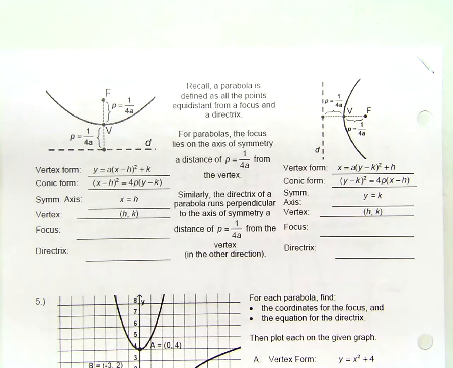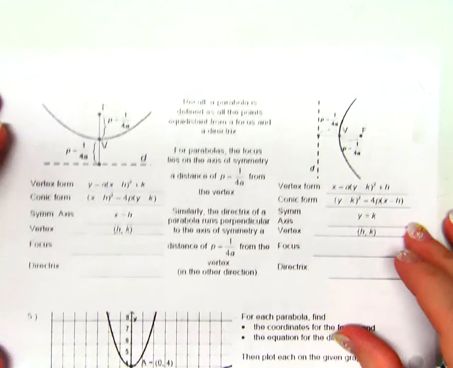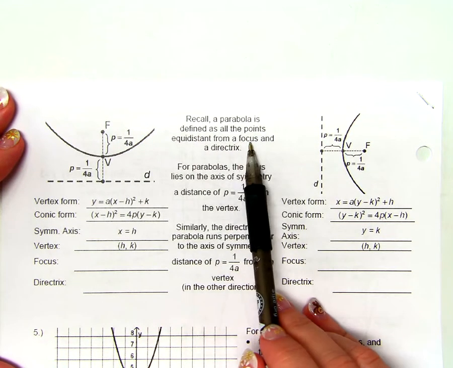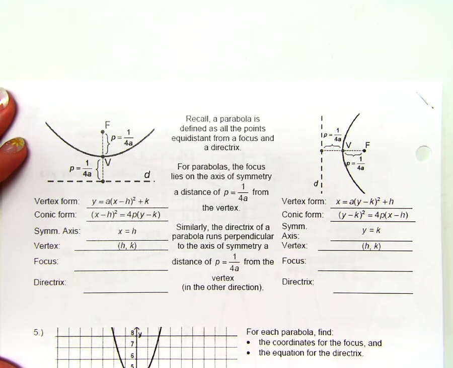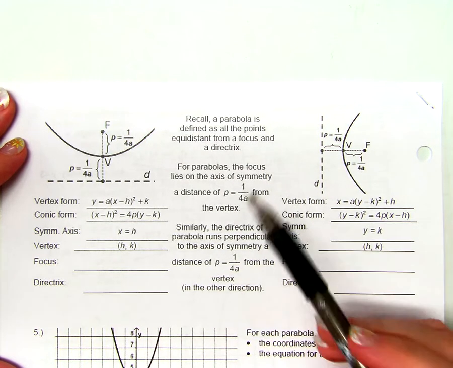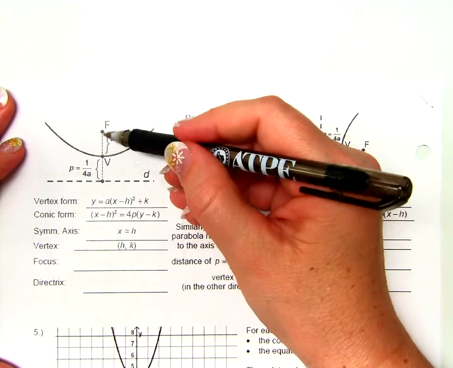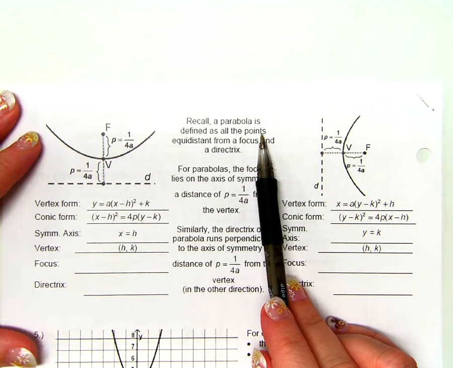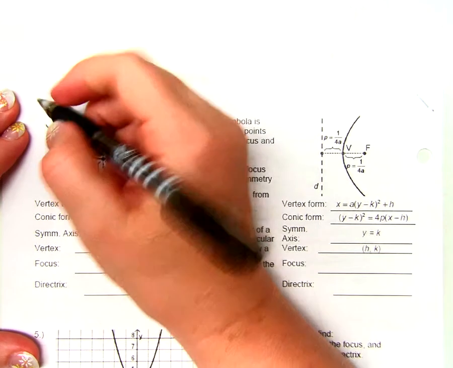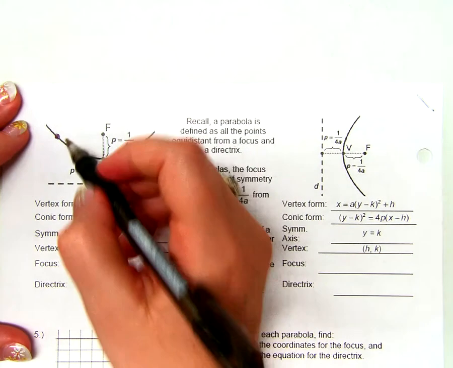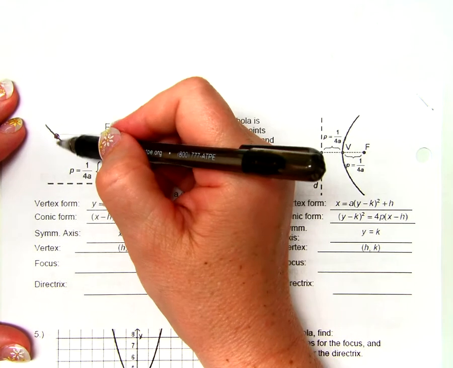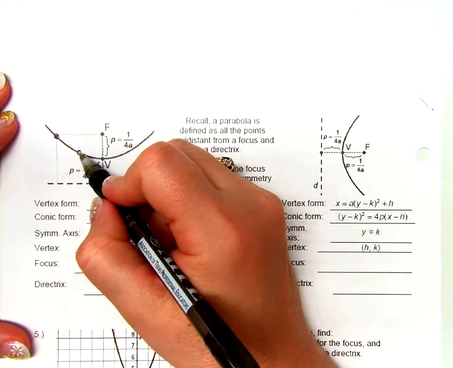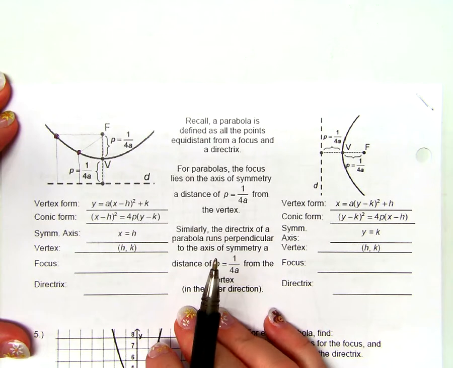Back page. What you need to understand about a parabola is that it is defined as all of the points equidistant from a focus and a directrix. A directrix is a line. Okay? This distance and this distance are the same. It means every point that's on the parabola is equidistant from the focus and the directrix. So this point right there, that distance and that distance are the same. This point right here, that distance and that distance are the same.